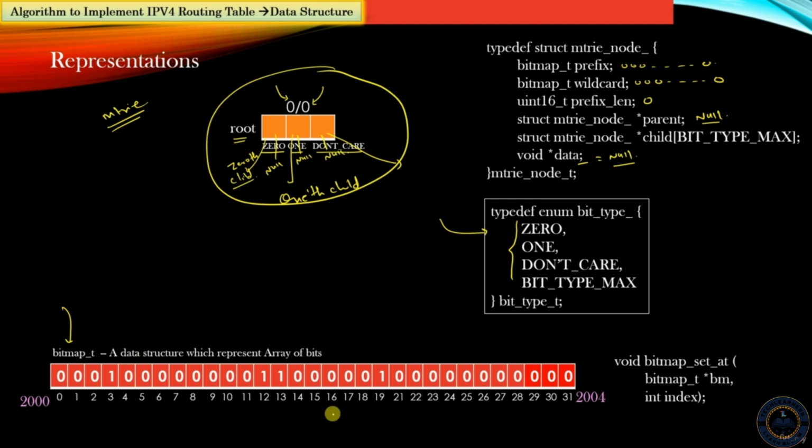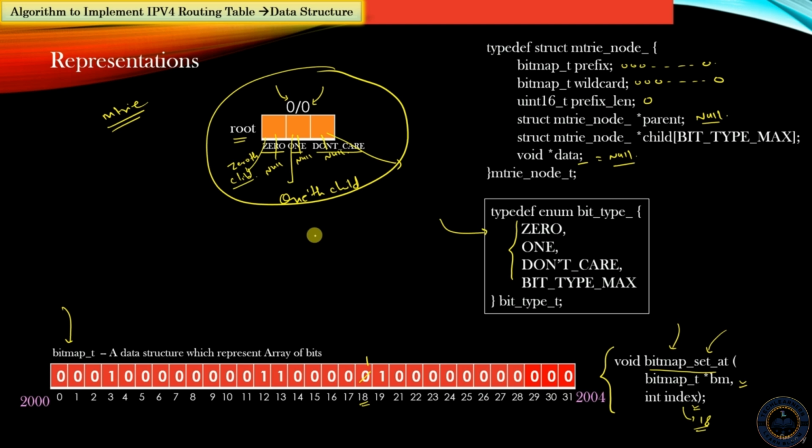As I said, you need to visualize a bitmap as an array of bits and nothing else. And on this array you can perform operations like you would have performed on normal arrays. For example, we can implement a function bitmap set at, passing the pointer to the bitmap and the index. So for example, if you pass the index number as 18, then this particular function must set the bit at index 18 to 1.